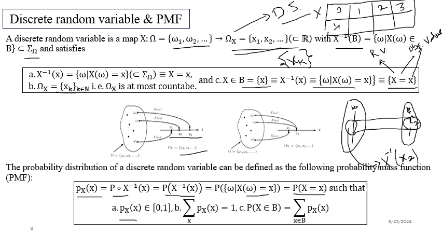And what is the probability of observing 1? How many times do you observe 1? 3. So, what is the probability of observing 1? 3 by 8. What is the probability of observing 2? 3 by 8. Probability of observing 3? 1 by 8. What was the corresponding event? It was HHH. So, only one time out of 8.